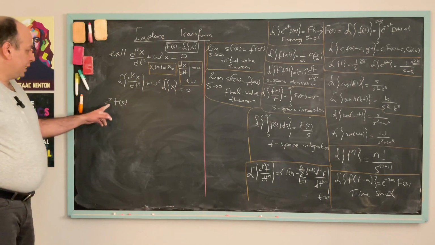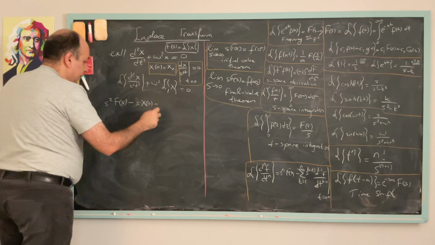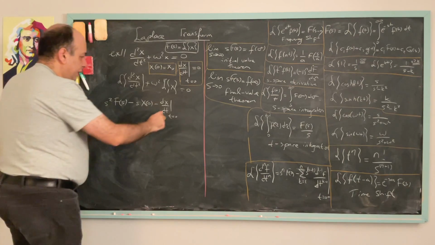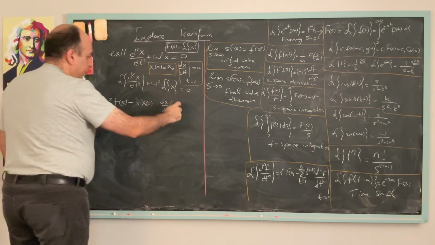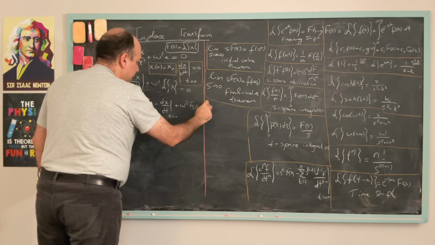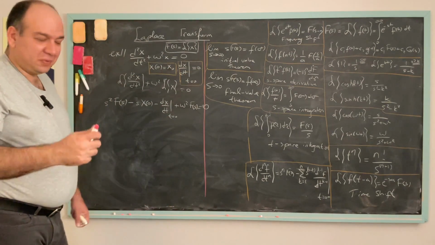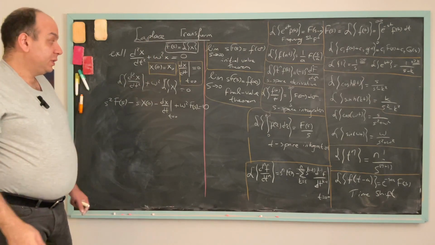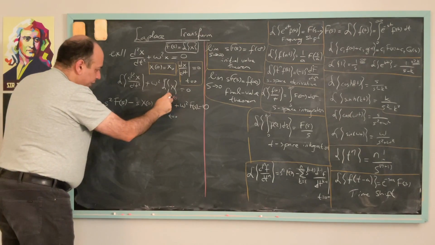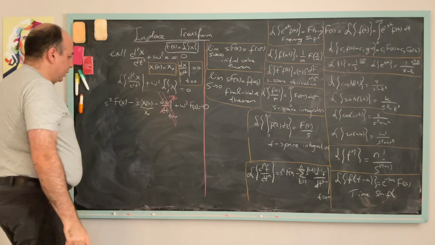So s squared f of s minus s times x initial minus dx over dt when t is equal to 0. Okay. Then I have plus omega squared times the Laplace transform of x, which is f of s. So this whole thing is equal to 0. Okay? So at this point we put in the initial conditions. This is the power of the Laplace transform. We don't wait till the end, we just insert the initial conditions right away at the beginning. So this term is 0 because initially we are at rest, right? This term goes away. And this here is simply a constant, x naught, okay?